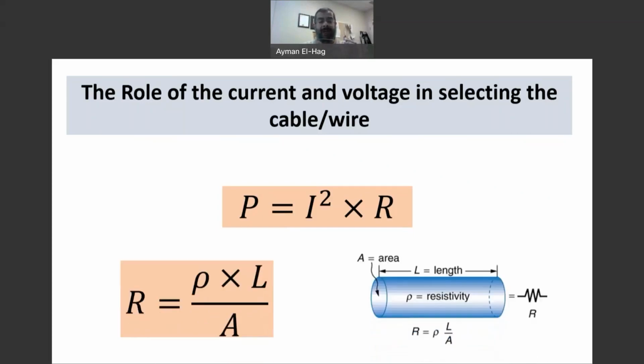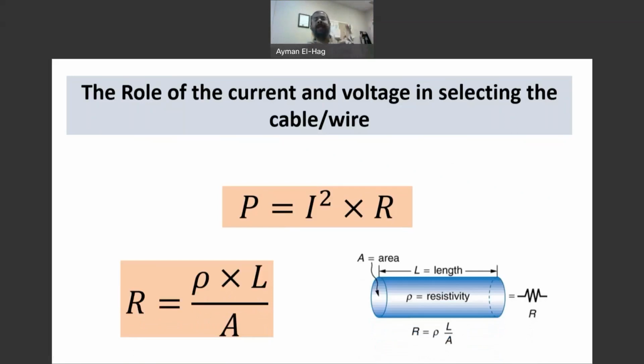And how can I do that? The resistance is basically rho L over A. Rho is the property of the material; I cannot change it. L is the length of the cable, and usually I cannot change it either, because this is between my source and my consumer of the energy, so I cannot play with L.